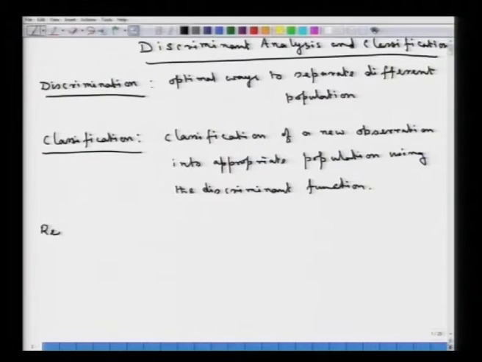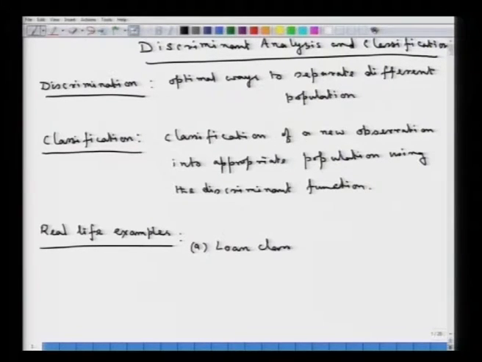It is a very important concept, which has many real life examples. Let me talk a little bit about real life examples wherein classification comes into the picture. An example that comes naturally to one's mind is a loan classification problem. What is there in this loan classification problem?